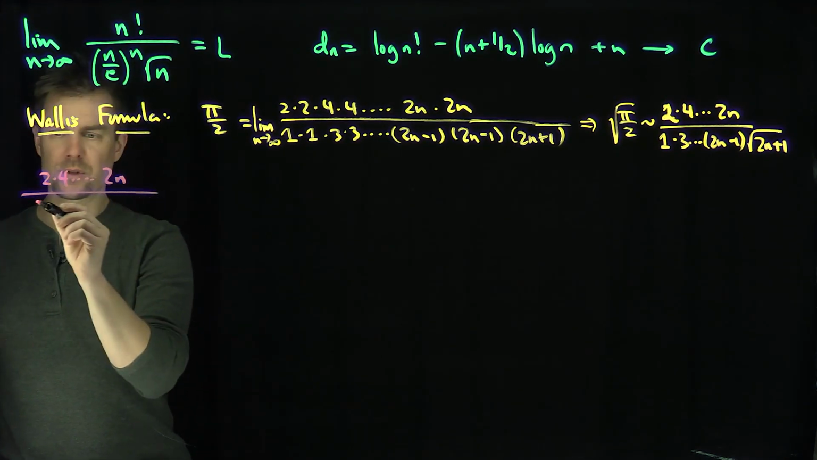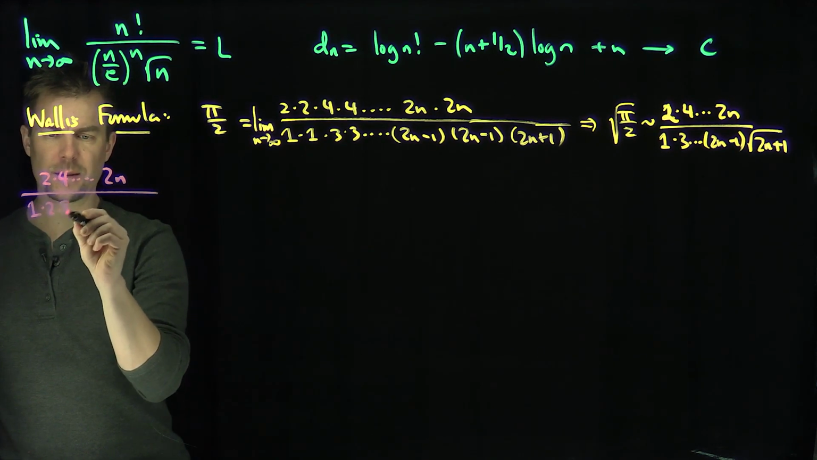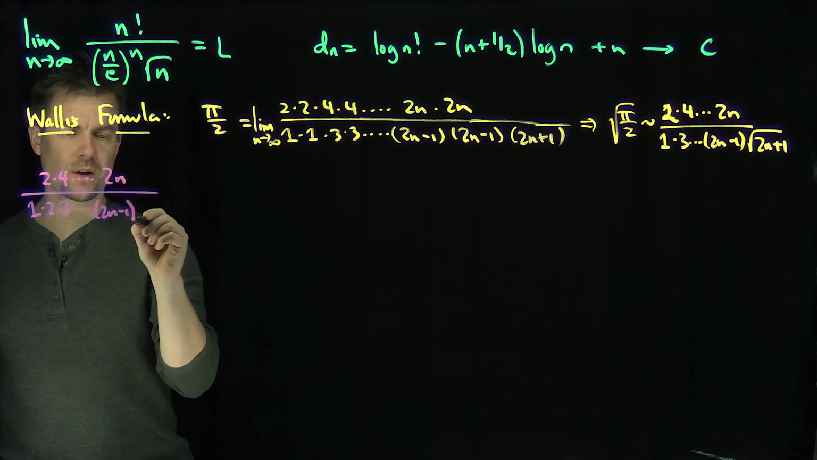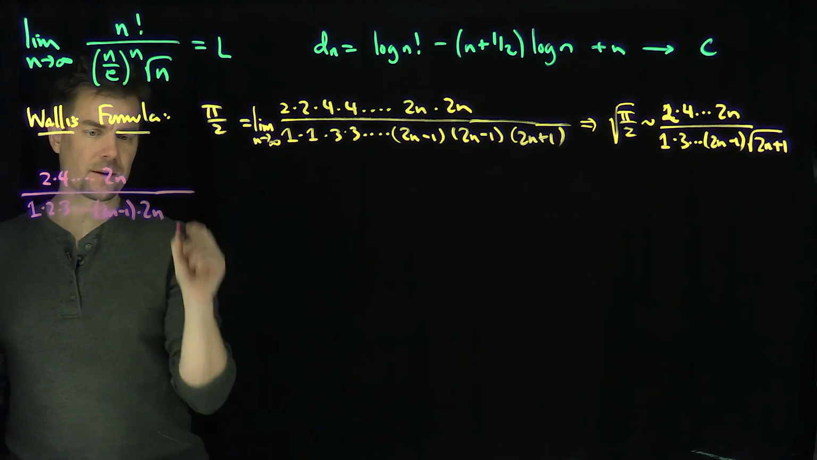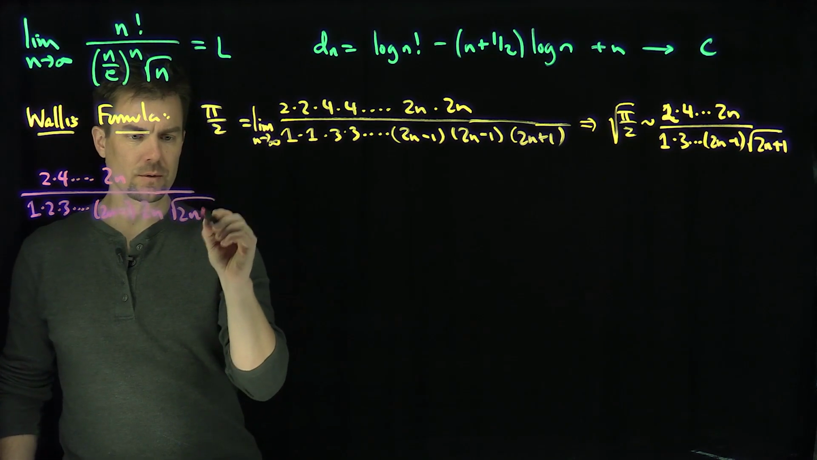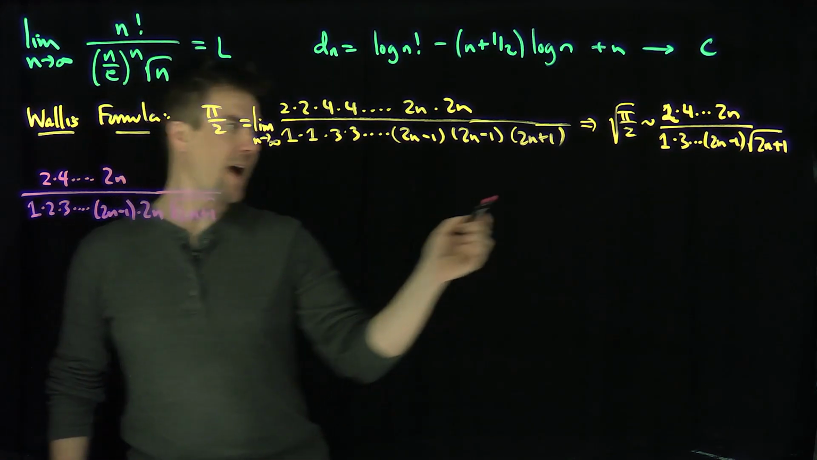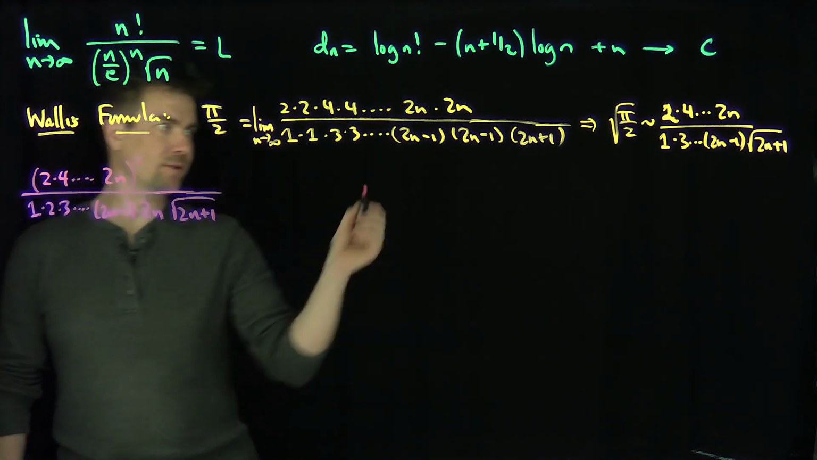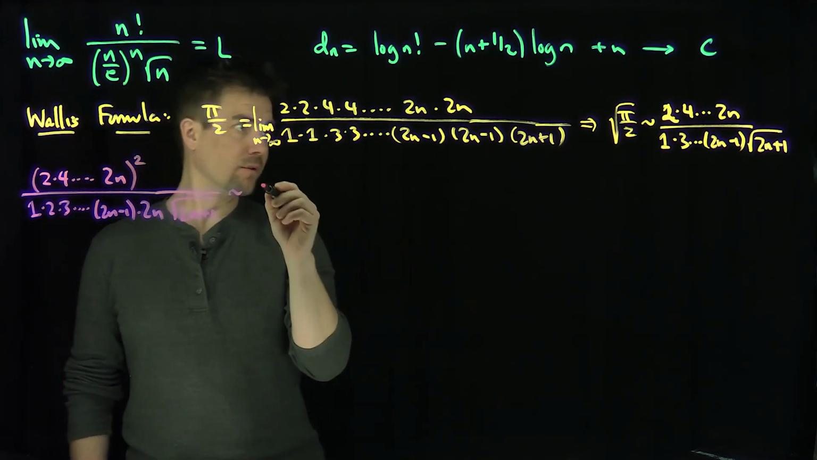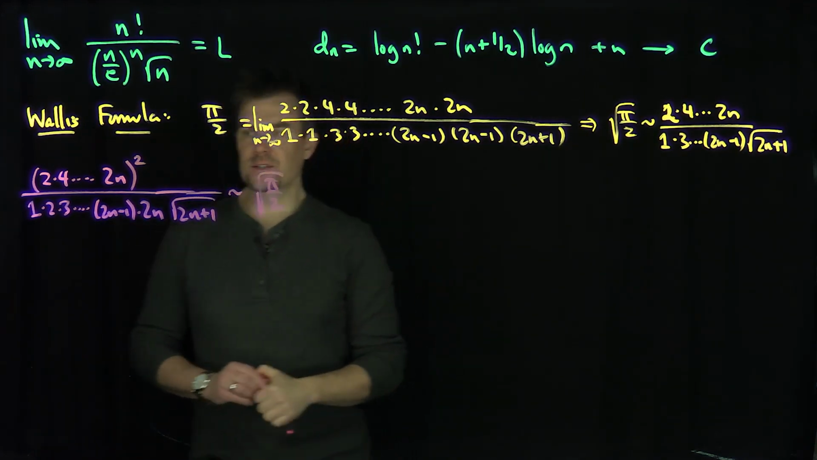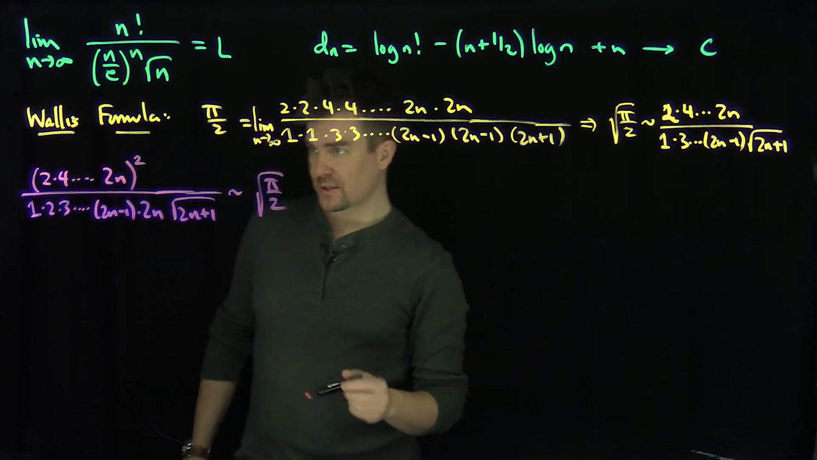And then on the bottom I'm going to do a 1 times 2 times 3, all the way up to 2n plus 1, and fill in another 2n. So I have 2, 4, and so on, and then the root 2n plus 1 sticks around. So I've added in all those powers of 2, so I have to do this thing over here squared. So that's exactly our same expression. This thing's on the order of the square root of pi over 2. All right, great. And so now let's do some algebraic simplifications of this.